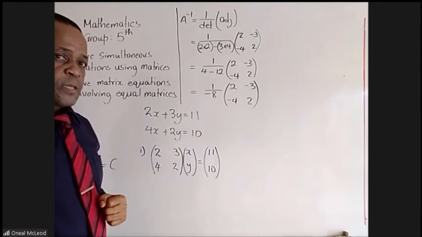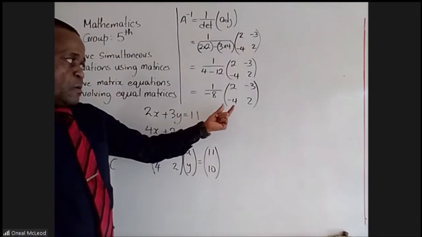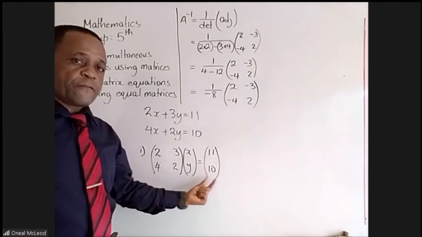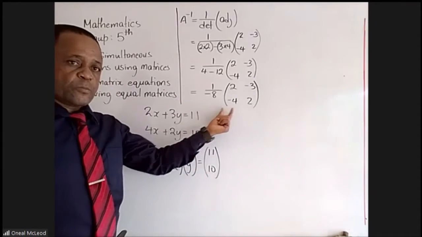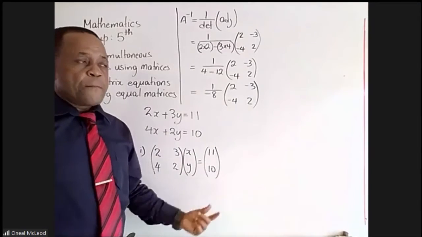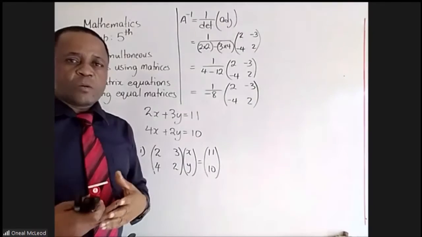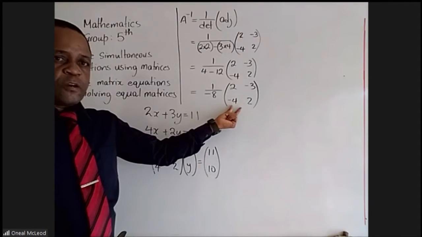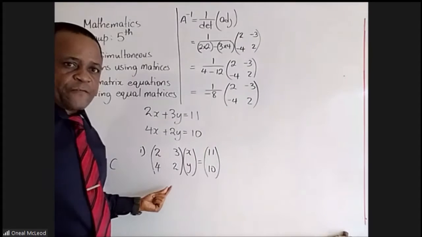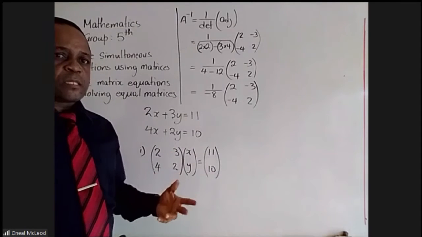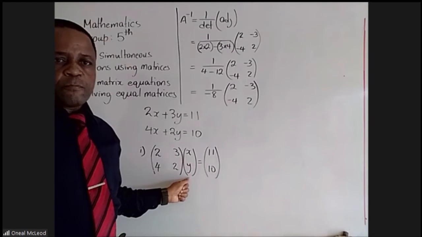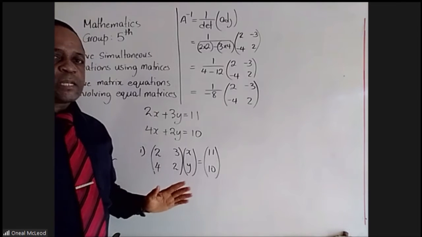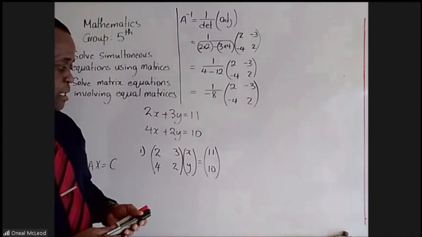Now, students, step 3. We need to use the inverse to multiply both sides of the equation. From what we looked at in our last session, if I use the inverse to multiply the left-hand side of the equation, then the answer is just going to be my variable matrix, x, y. Good? That's what we established in the last session.